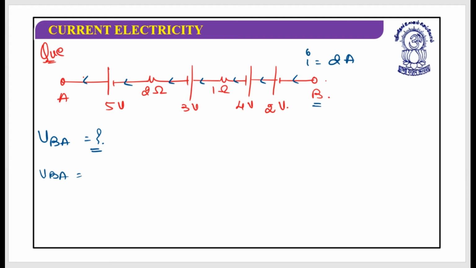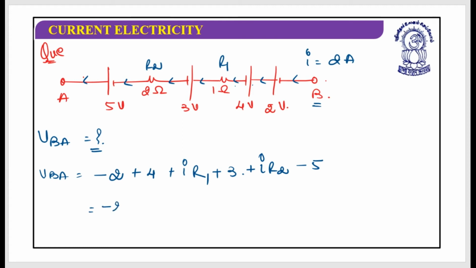So this is minus 2 volt, then it's plus 4 volt, then we are moving in the same direction as the current, so it is I into R, then it's plus 3 volt. Let's suppose this is R1, this is R2, so this is I into R1, then plus I into R2, then minus 5, and that's it.